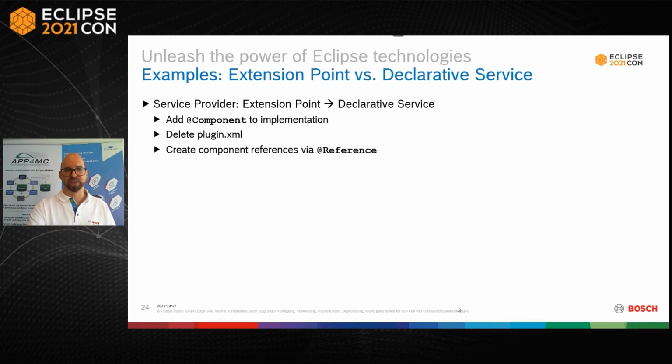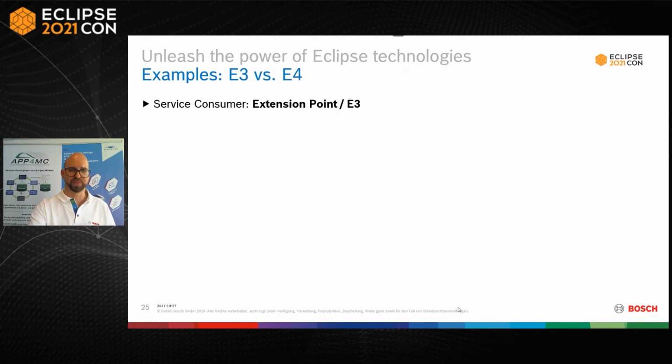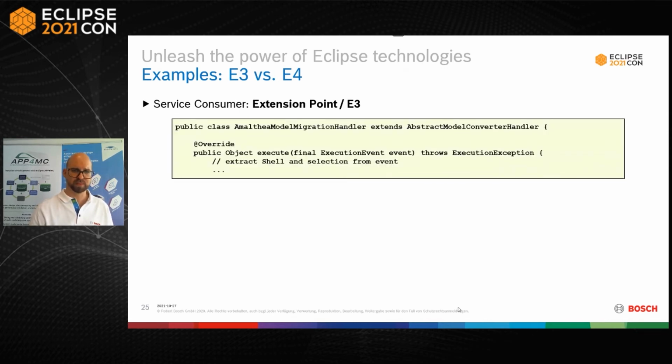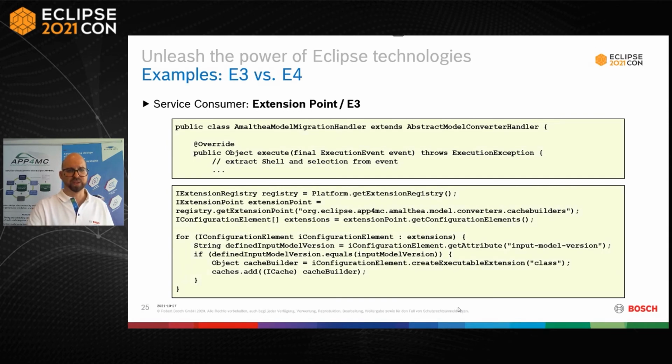For example, the migration of the service provider: you take the declarative service, you take the extension point implementation, add the @Component annotation to the implementation, delete the plugin.xml, and you create component references via @Reference. The consumer on the other side, well, this was the old consumer, so we extend or implement the IHandler or AbstractHandler in E3, and then we have this method signature with the execute and throws ExecutionException and so on, and you need to retrieve everything from the event. And then you need to operate on the extension registry to get everything from it. So that's a lot of code, and code that can fail.